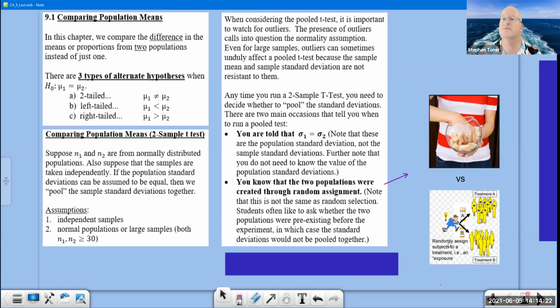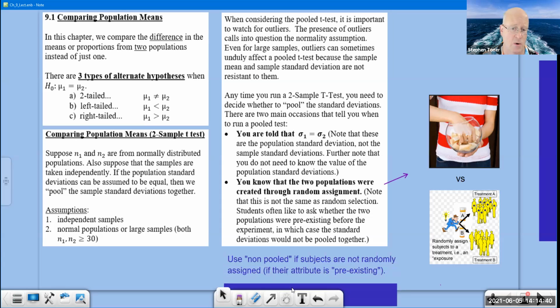You don't have a reason for it not to be because of this random assignment. Okay, now students often like to ask whether the two populations were pre-existing before the experiment, in which case the standard deviations would not be pooled. So use non-pooled if the subjects are not randomly assigned.